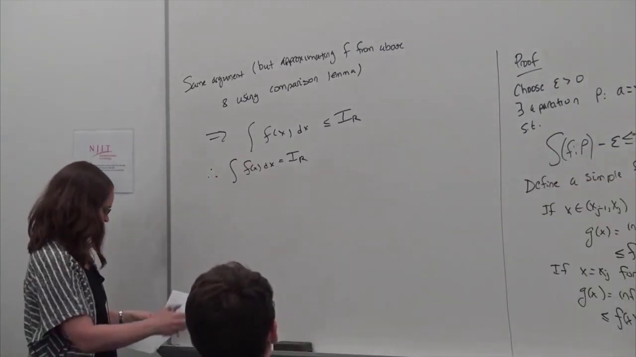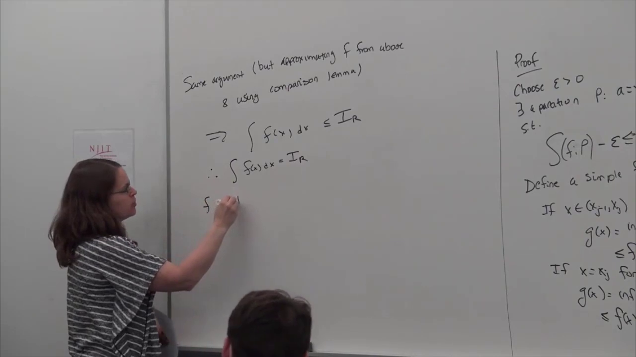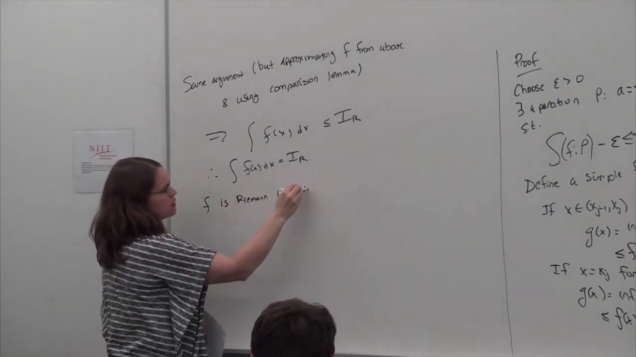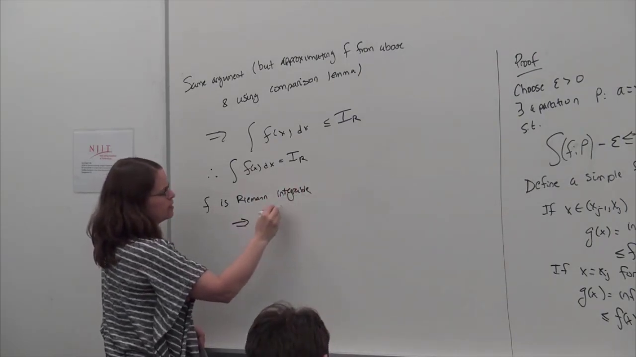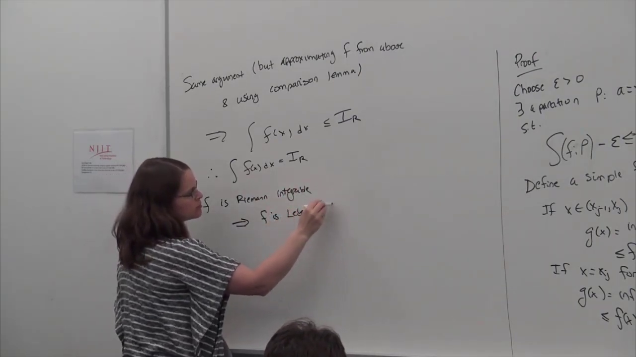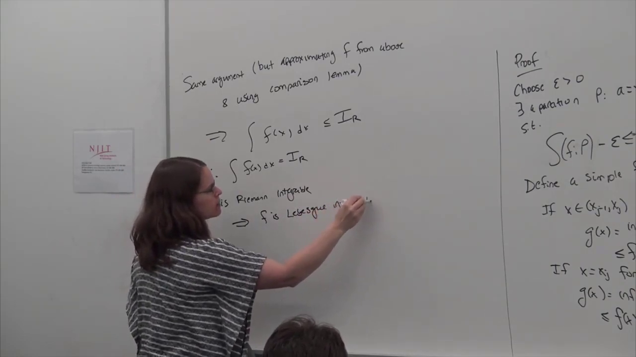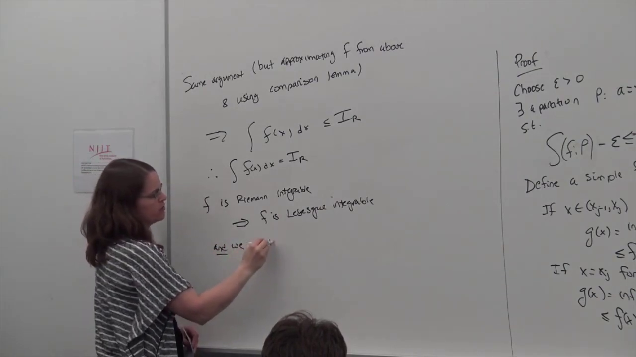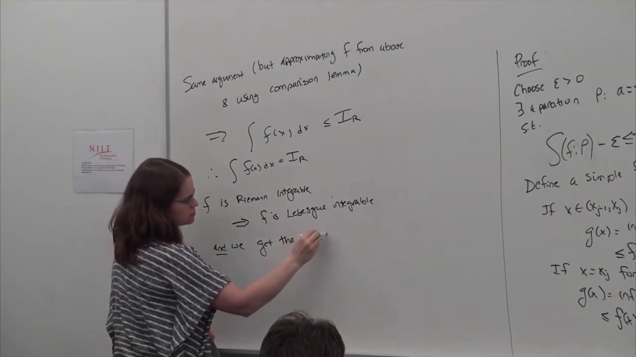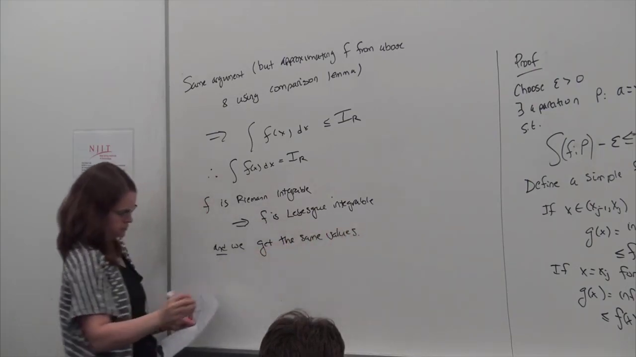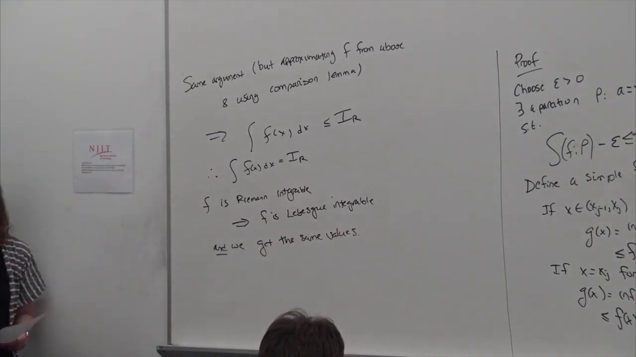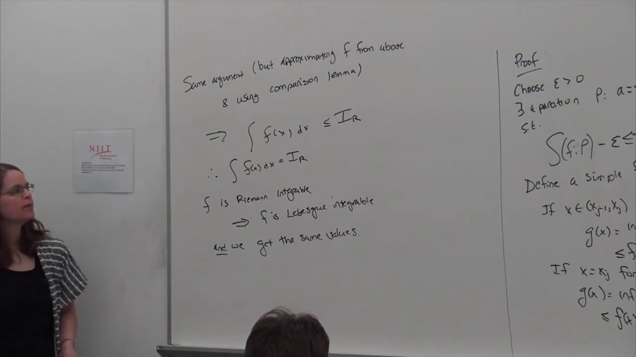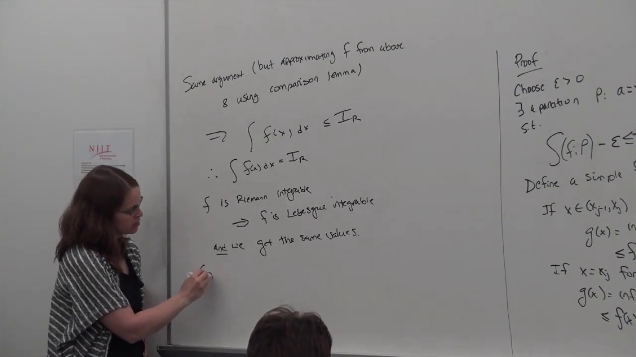Okay, so what's the conclusion? If f is Riemann integrable, then f is Lebesgue integrable. Okay, and we get the same values. But of course we know the converse does not hold, right? Lebesgue integrable doesn't mean we can do a Riemann integral.